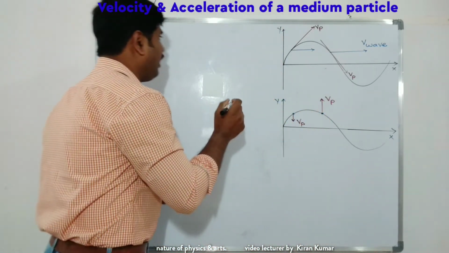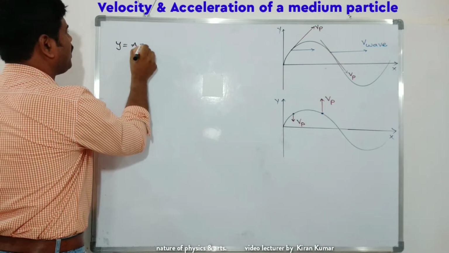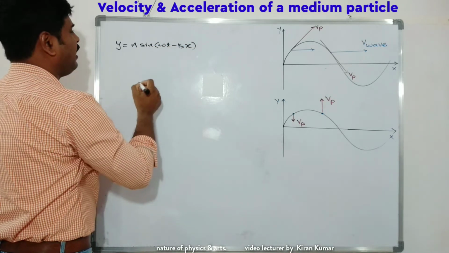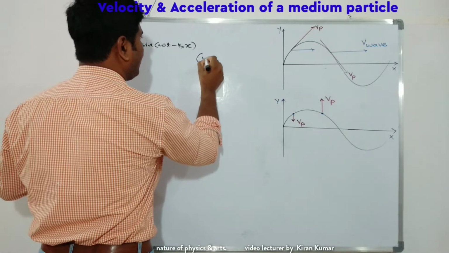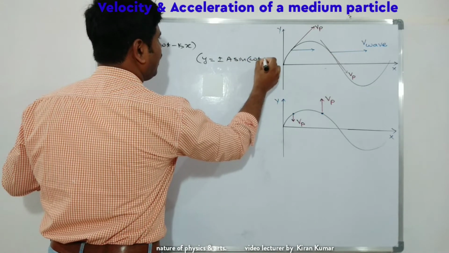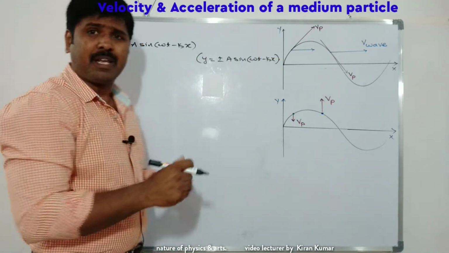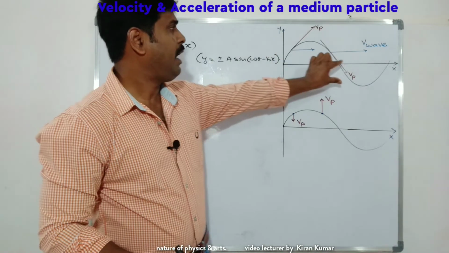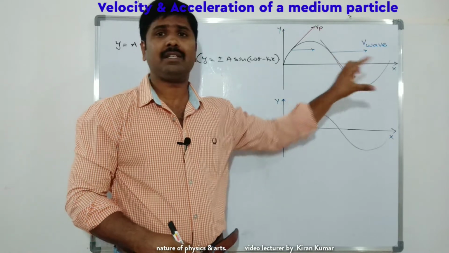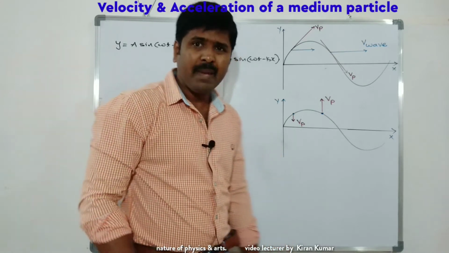Consider the displacement of a medium particle, y = a sin(ωt − kx). Sometimes we write y = ±a sin(ωt − kx). Why do we consider plus or minus? Because the amplitude can be positive or negative. What is amplitude? The maximum displacement of the particle from the mean position.